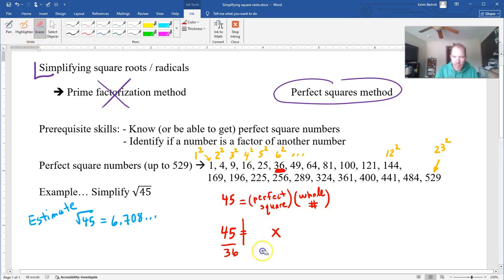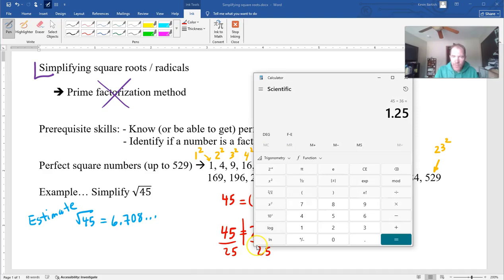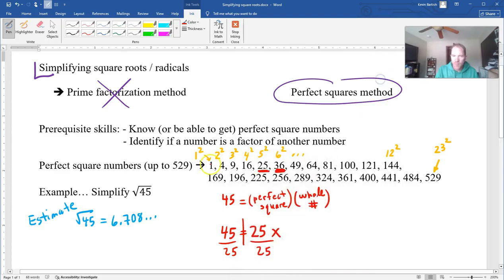It's not 36. All right, well, what else could I try? Let's work down the list. So 25 would be the next one. Can 45 be 25 times some whole number? Well, let's solve that by dividing by 25, to see if x is a whole number. Well, I know that 45 divided by 25 is, again, a decimal. Again, it's a nice decimal, but it's still a decimal. We're not messing with decimals. Okay, so it's not 25.